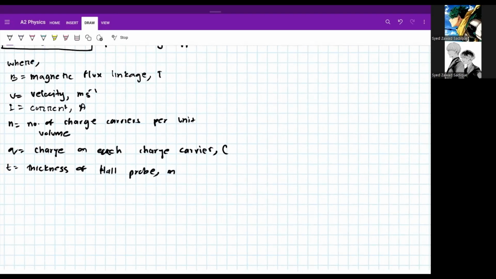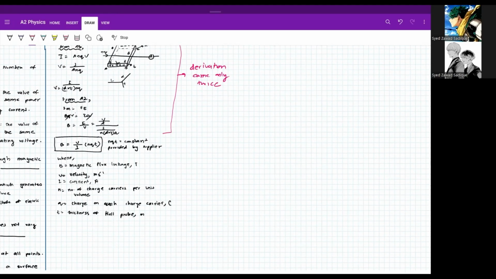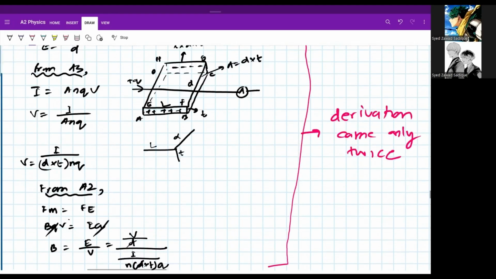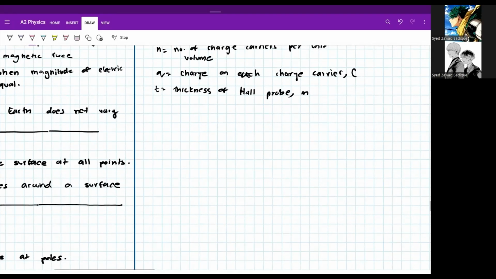The funny part is, this derivation came only twice, before 2022. After 2022, no derivation came, only the formula. So you can just memorize this formula. It's also given in your formula sheet booklet. But otherwise, I still want to write it down because this is a very important concept that most people miss. You should know how it came at least. You should have the idea.